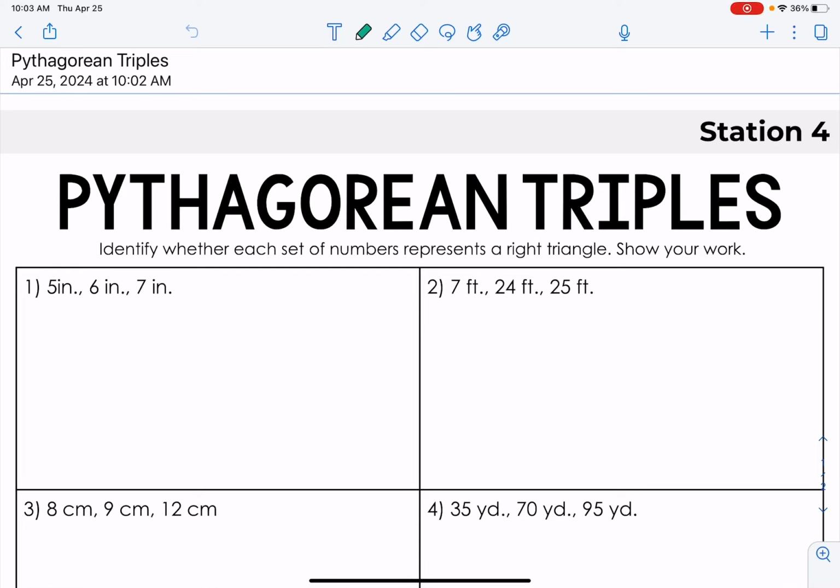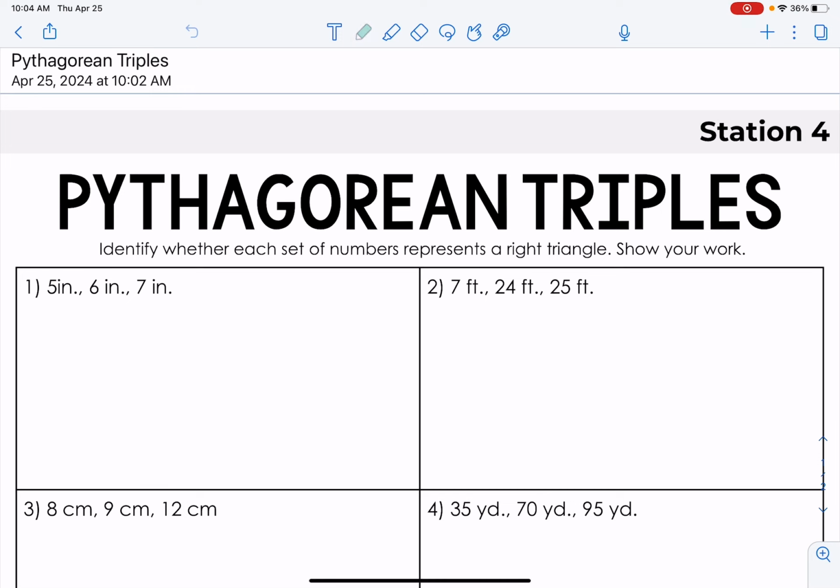Hello, today we're going to talk about using the Pythagorean theorem to identify whether a set of numbers represents a right triangle. So remember, there are all kinds of different types of triangles, but we're going to use the Pythagorean theorem to identify if a triangle is a right triangle, meaning it has a 90-degree angle, with only given the side lengths. So, for example, in number 1, they gave us the side lengths 5, 6, and 7.